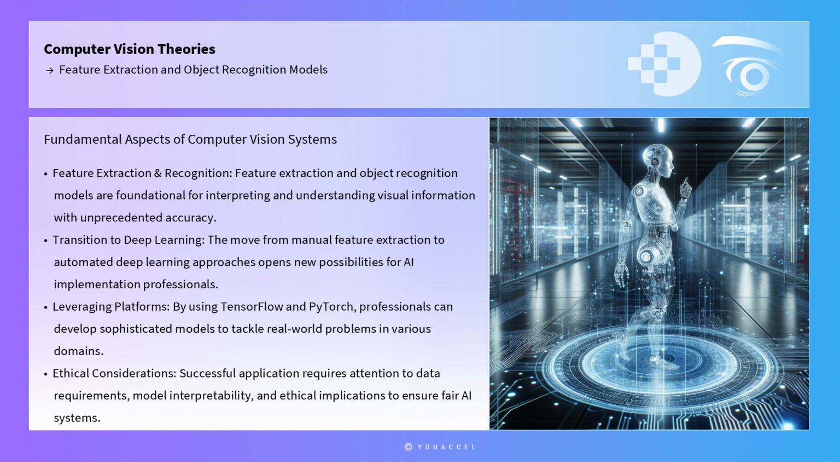ability to interpret and understand visual information with unprecedented accuracy. The transition from manual feature extraction techniques to automated deep learning approaches has opened new possibilities for AI implementation professionals, providing powerful tools and frameworks to tackle complex challenges. By leveraging platforms such as TensorFlow and PyTorch, professionals can develop and deploy sophisticated models that address real-world problems in various domains. However, the successful application of these technologies requires careful consideration of data requirements, model interpretability, and ethical implications, ensuring the development of fair and transparent AI systems.